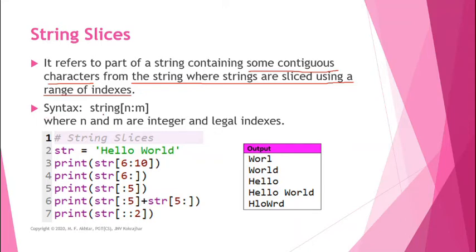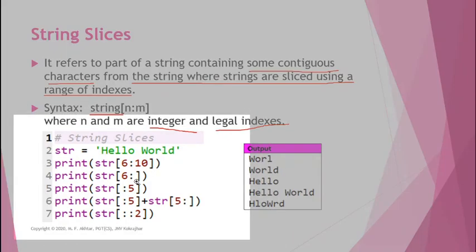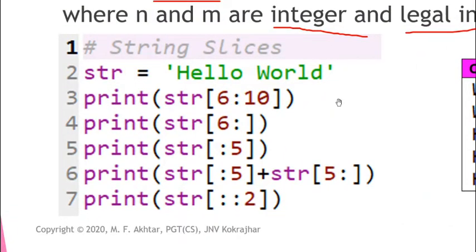Its syntax is like this. We have to give the string variable name here, and within square brackets we have to give n and m values. n is the starting index number and m is the ending index number, and in between we have to give a colon symbol. These n and m must be integer type and legal index numbers. See the example here.